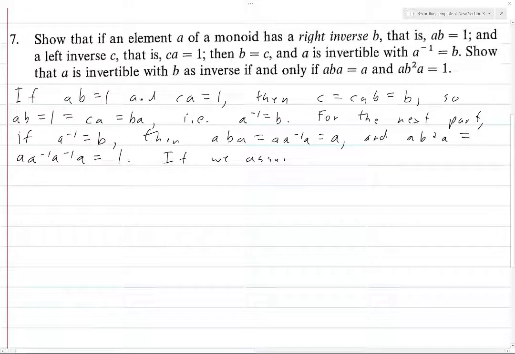If we assume ABA equals A and BAB equals B, then what you might be tempted to do is say, oh, if you just multiply both sides of this by A inverse, you get BA equals 1, and then you just go from there, but you can't do that because you're not assuming anything about A and B being invertible. All you can use are these two equations.